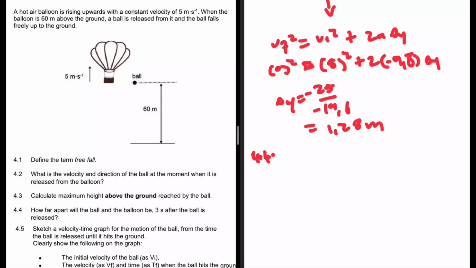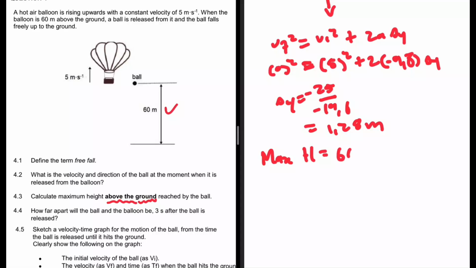That is the mistake that most people make. The question says calculate the maximum height above the ground, in bold, right? Not the displacement from the point at which it is projected. No, the maximum height above the ground. So the maximum height is equal to 60 meters, as you can clearly see from the sketch, plus 1.28, which is going to give us 61.28 meters. Right, so make sure that you don't miss those kinds of things, because most people do miss them.